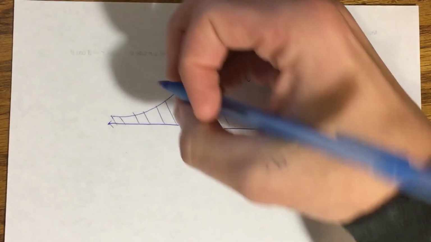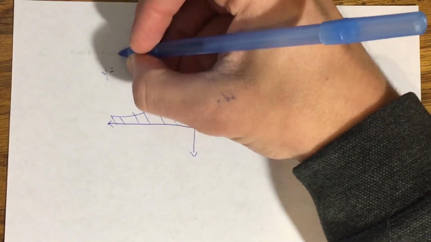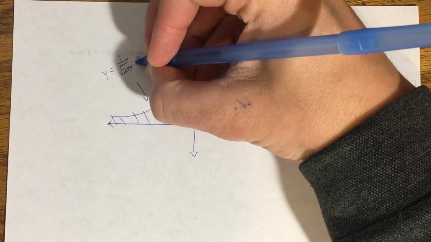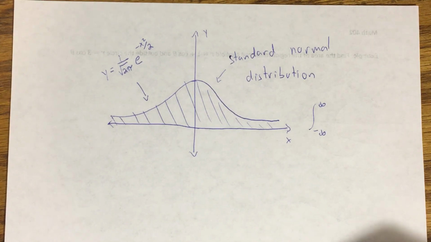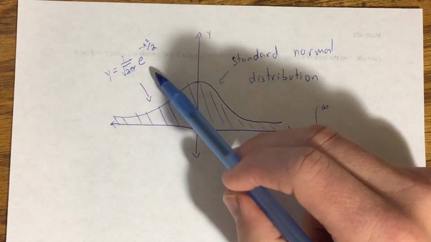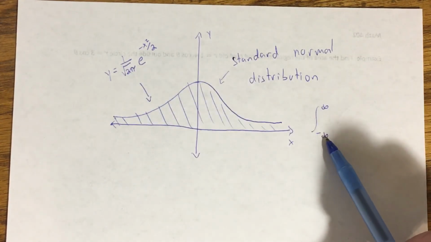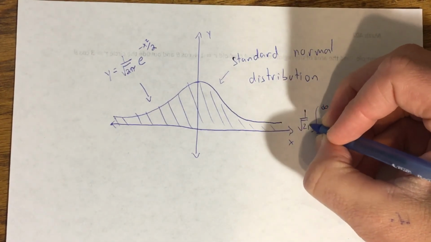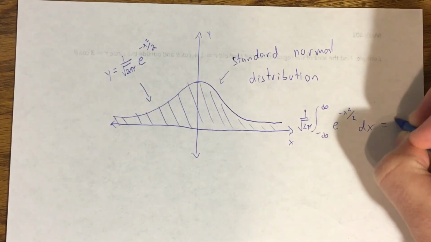Now, the standard normal distribution has this function. It's y equals 1 over the square root of 2 pi, e to the negative x squared over 2. Okay? And in order for this to qualify as a probability distribution, we need to know that the area under this curve, or in other words, the integral of this function, I could pull the 1 over root 2 pi out, e to the negative x squared over 2 dx, I need to know that that's equal to 1.